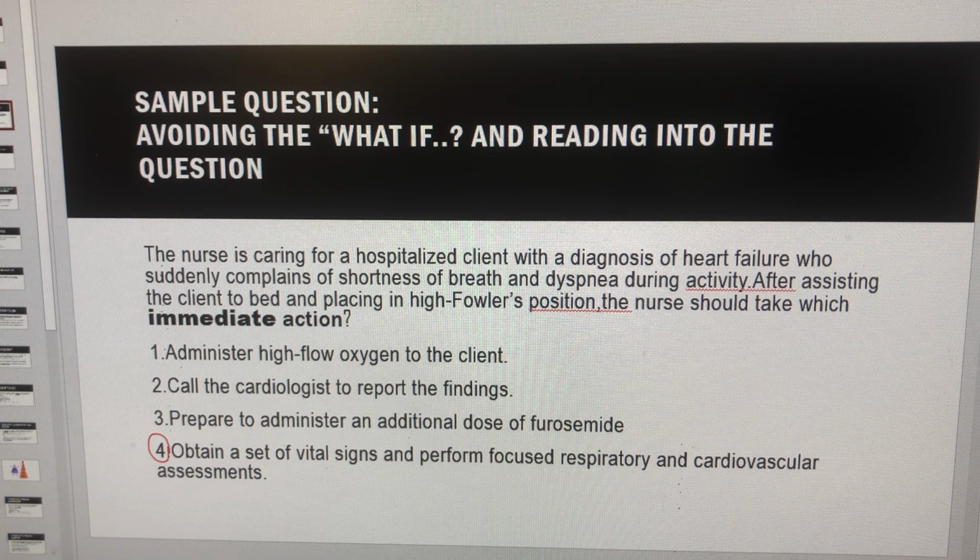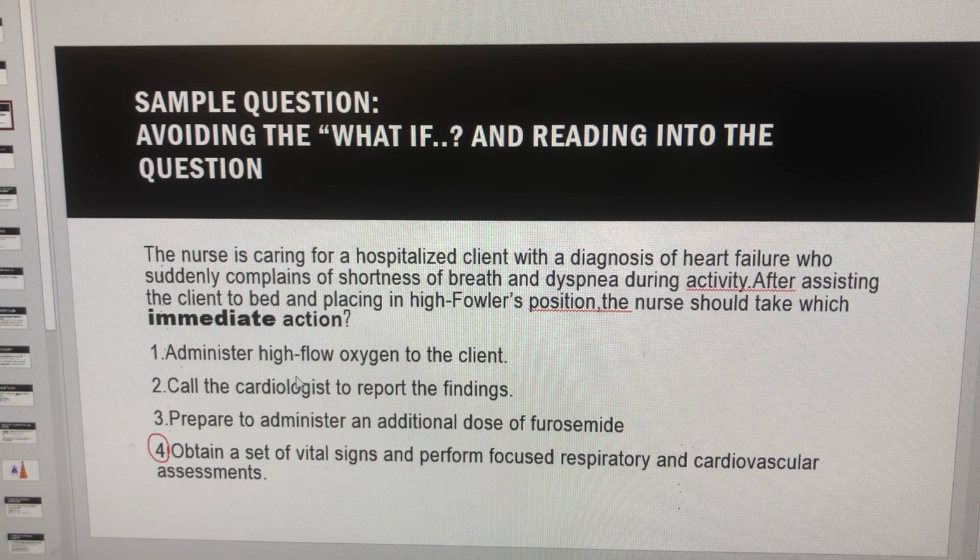Sample question: avoiding the what if and reading into the question. The nurse is caring for a hospitalized client with a diagnosis of heart failure who suddenly complains of shortness of breath and dyspnea during activity. After assisting the client to bed and placing in high Fowler's position, the nurse should take which immediate action?